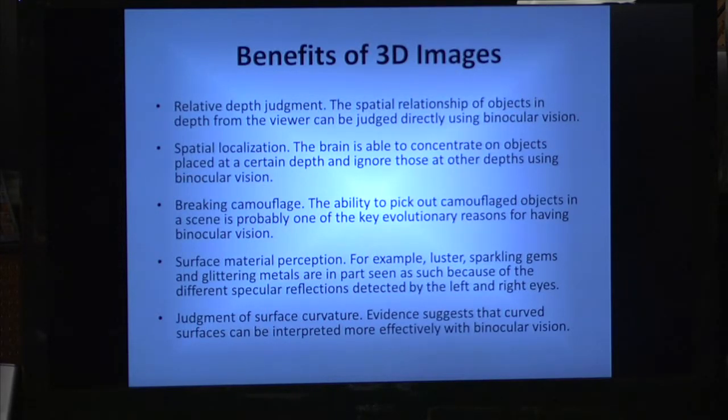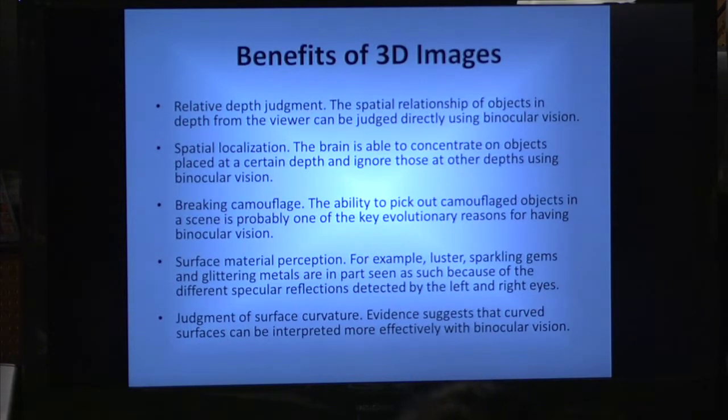For surface material perception, when it comes to gems, the light reflects in a certain way, and because we have binocular vision, we can see the sparkle or the effects of a gem with light.